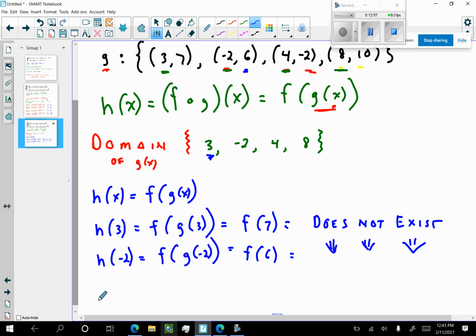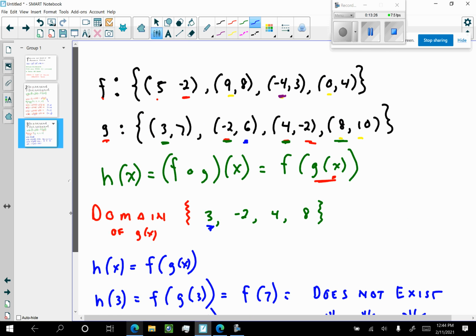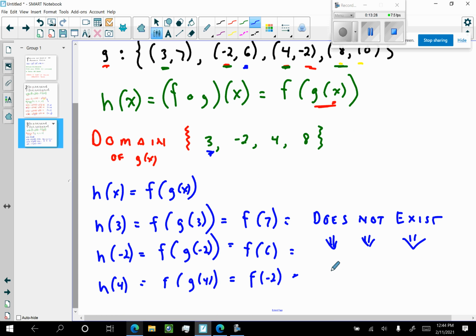Still have to try h of 4. F of g of 4. Is anybody else on? G of 4 is -2. This is f of -2. And I look up here and I see that nope, it does not exist.